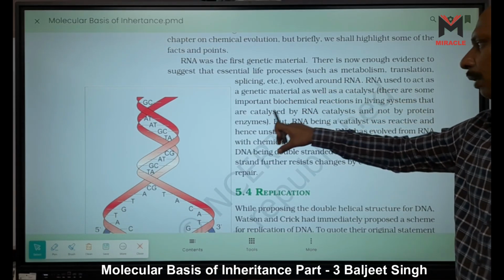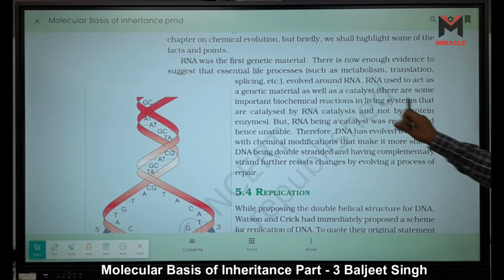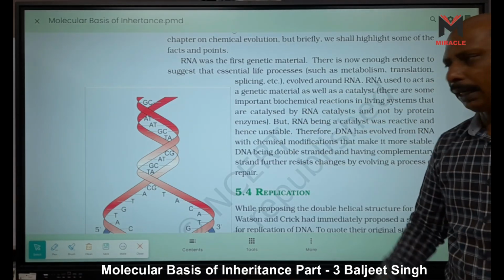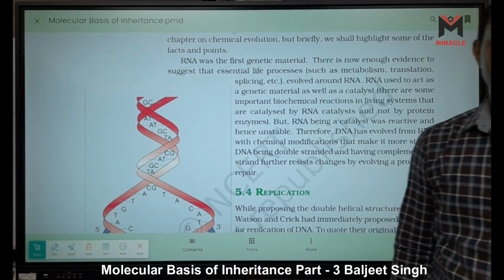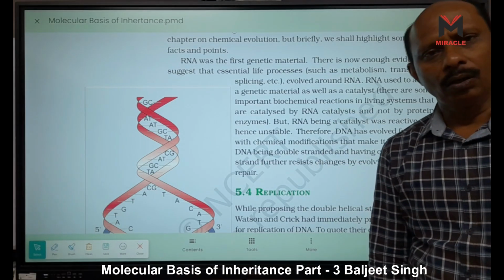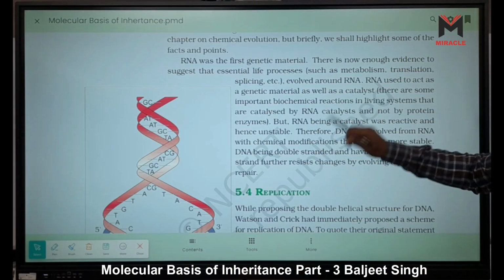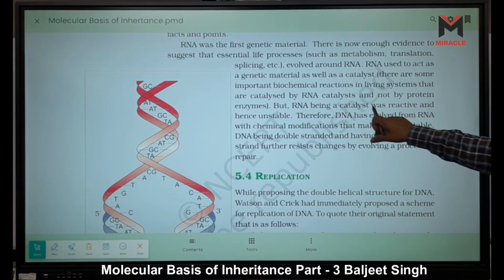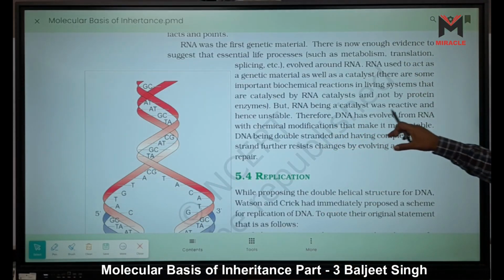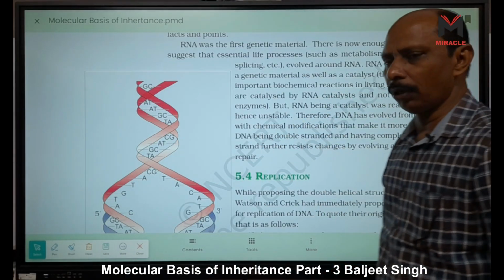There are some important biochemical reactions in the living system that are catalyzed by the RNA catalyst and not by the protein enzymes. RNA catalyst means what? Ribozyme, right? And which process? We can say protein synthesis only is due to the ribozymes or RNA catalyst. But RNA being a catalyst was reactive and hence unstable. Therefore, DNA has evolved from RNA with chemical modifications.